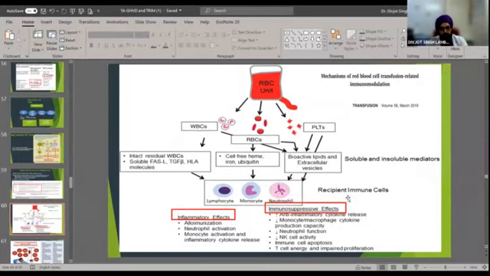All these would have an effect on the recipient immune cells, causing inflammatory effects, which could lead to alloimmunization, neutrophil activation, monocyte activation and inflammatory cytokine release. They also cause immunosuppressive effects, which could cause increased anti-inflammatory cytokine release, decreased neutrophil function, immune cell apoptosis, T cell anergy and impaired proliferation.